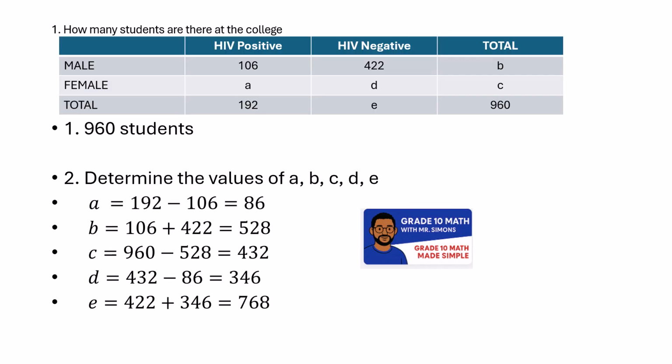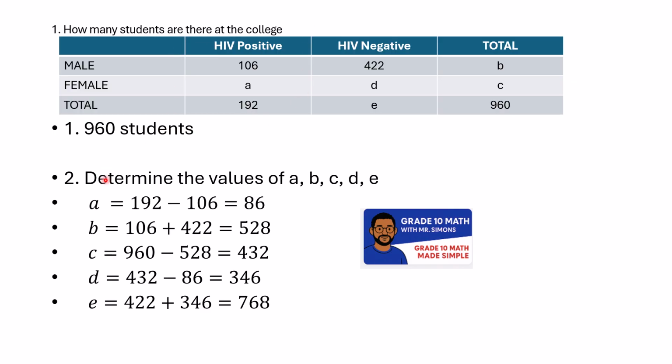Next slide. So first question here: how many students are there at the college? The grand total for everything here is 960, so therefore we have 960 students at the college.